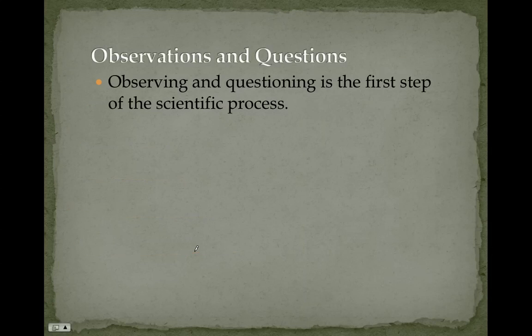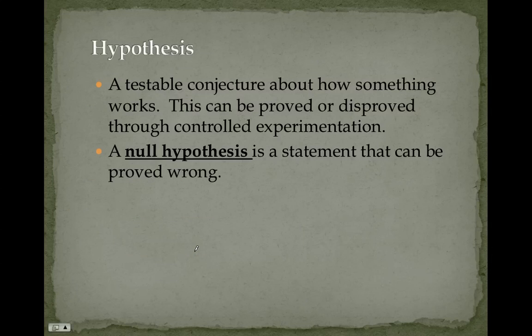So observing and asking questions. This is the first process of this, or first step to the scientific process. Very important. An observant individual typically makes a good scientist. And then when you form a hypothesis, so again, a hypothesis, this is the definition, this first bullet point, a testable conjecture about how something works. This can be proved or disproved through a controlled experiment. The big deal here with the hypothesis is that it's testable. You have to be able to test the hypothesis. Otherwise, it's worthless to science, and really it's meaningless.